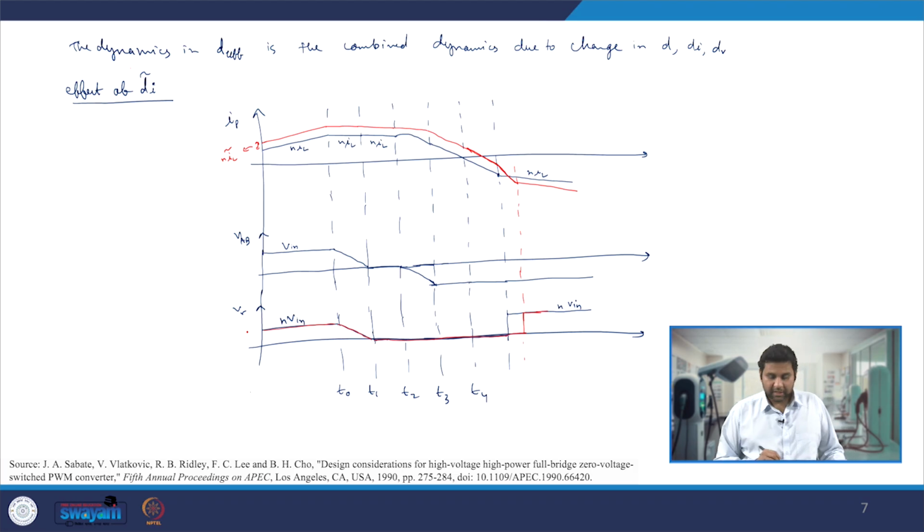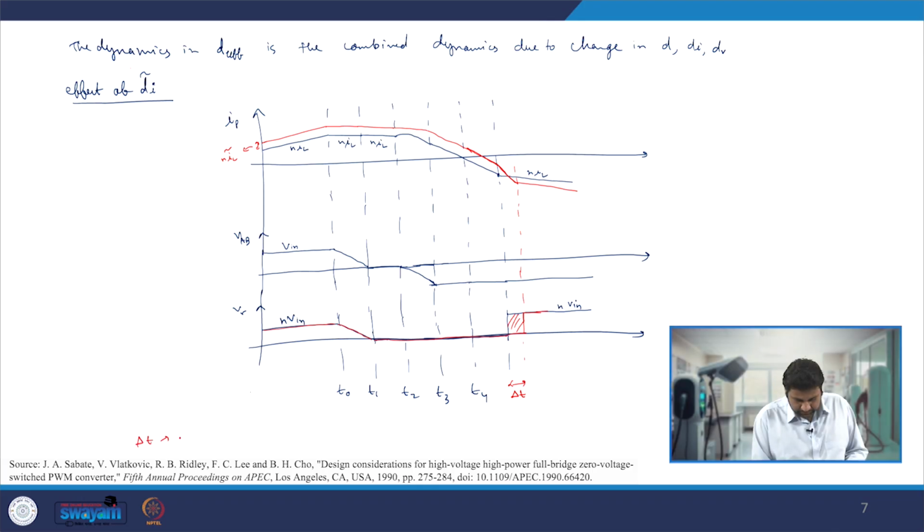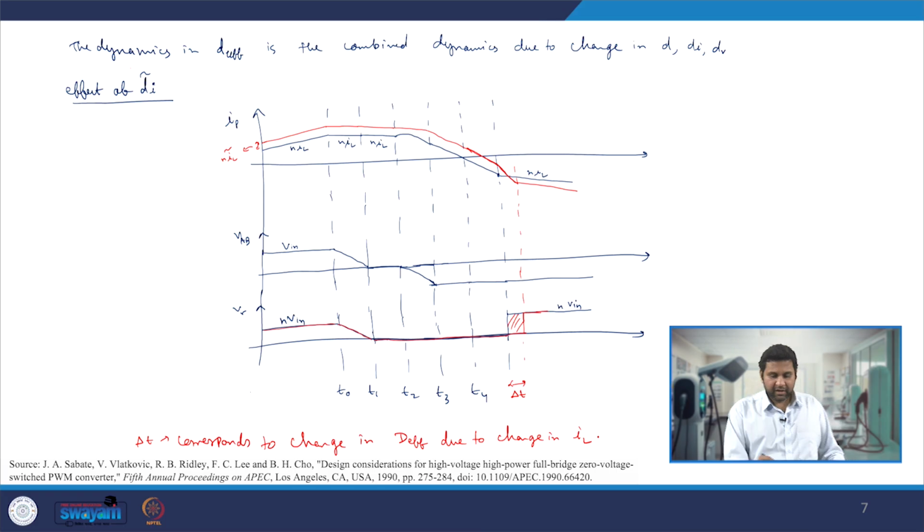my VR changes. Because of that, this time is defined as the delta T, which actually leads to an effective change in the duty ratio. So this delta T corresponds to the change in D effective due to the change in IL. So we have given the change in the IL, and because of that we have a change in the duty ratio, the effective duty ratio.